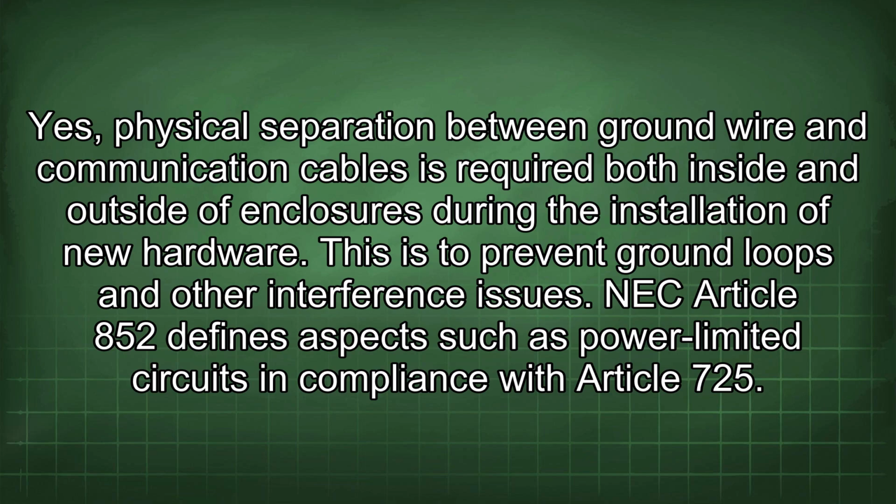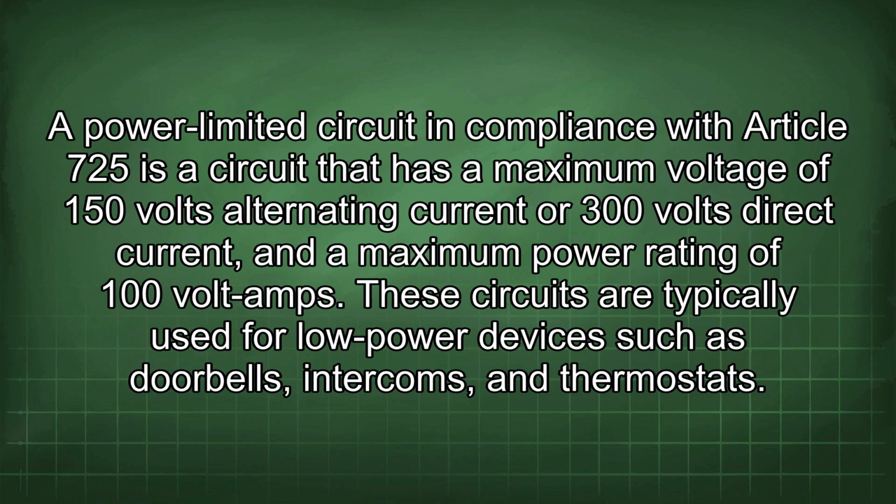NEC Article 852 defines aspects such as power-limited circuits in compliance with Article 725. A power-limited circuit in compliance with Article 725 is a circuit that has a maximum voltage of 150 volts alternating current or 300 volts direct current, and a maximum power rating of 100 volt-amps. These circuits are typically used for low-power devices such as doorbells, intercoms, and thermostats.